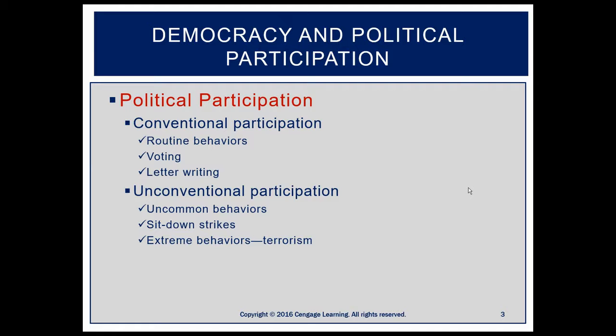So two possible examples of conventional participation are voting. That is something that is accepted by the dominant culture. It is part of an institutional channel that has been established for people to make their voices known. Letter writing, nowadays you can actually go on to the congressional website or the White House website or the governor's website, and you can actually send them an email. And their office will receive that immediately, and usually they will respond. Now, sometimes it might take a while before they respond, but normally they will respond.